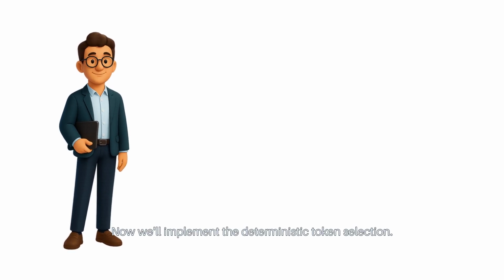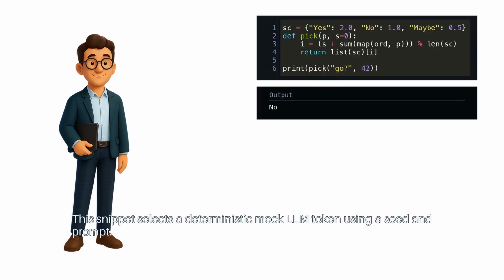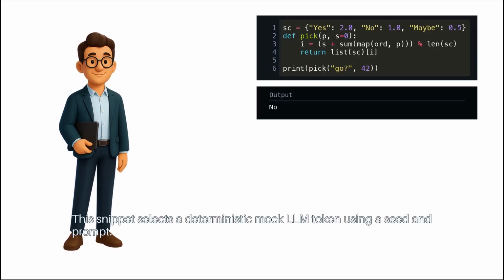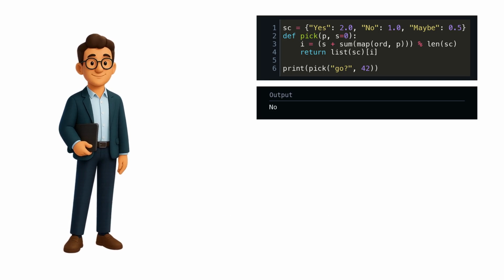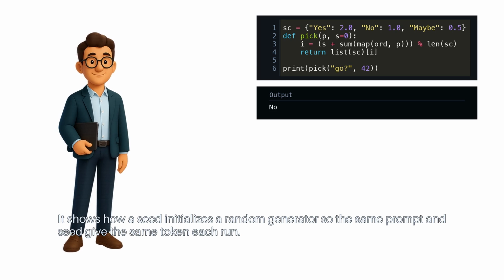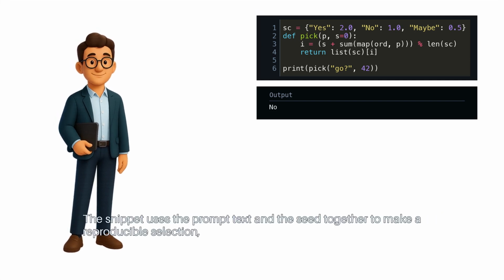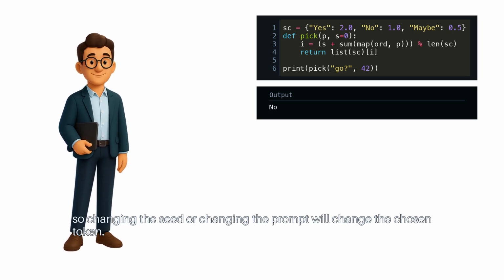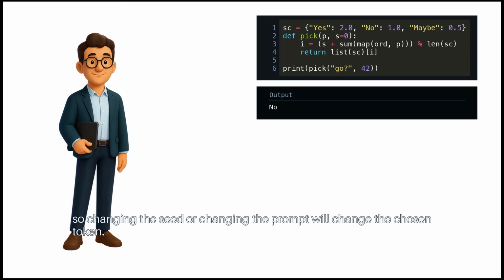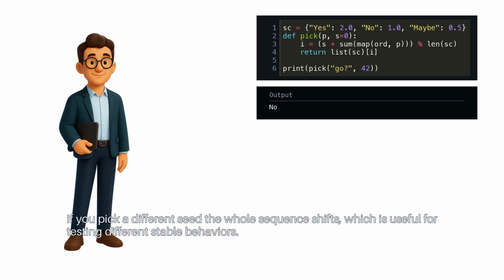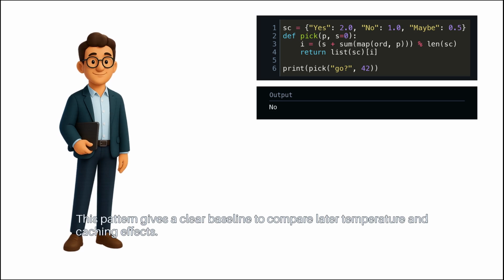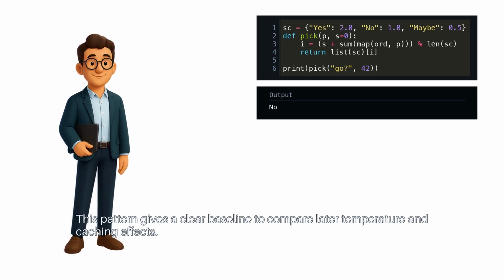Now we'll implement the deterministic token selection. This snippet selects a deterministic mock LLM token using a seed and prompt. It shows how a seed initializes a random generator, so the same prompt and seed give the same token each run. The snippet uses the prompt text and the seed together to make a reproducible selection. So changing the seed or changing the prompt will change the chosen token. If you pick a different seed, the whole sequence shifts, which is useful for testing different stable behaviors. This pattern gives a clear baseline to compare later temperature and caching effects.